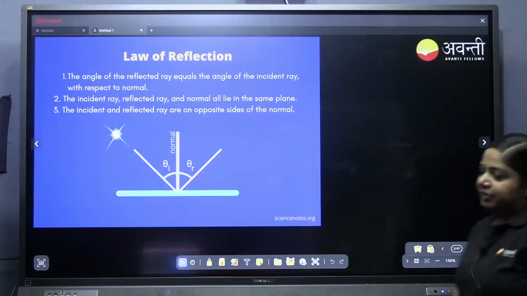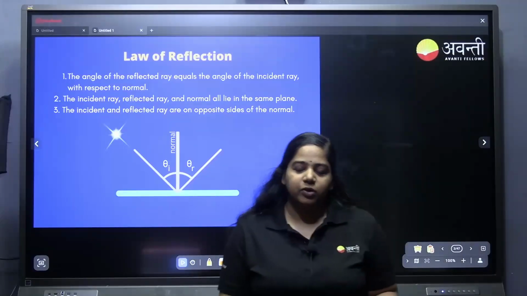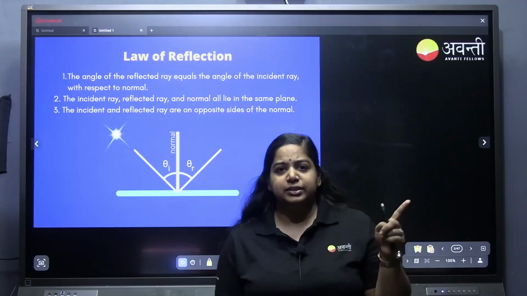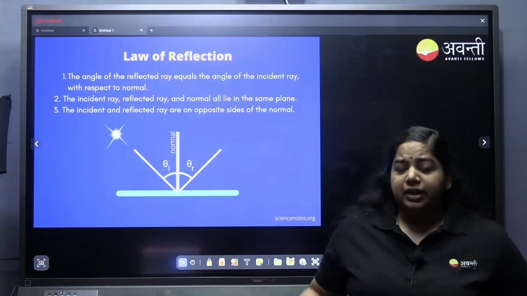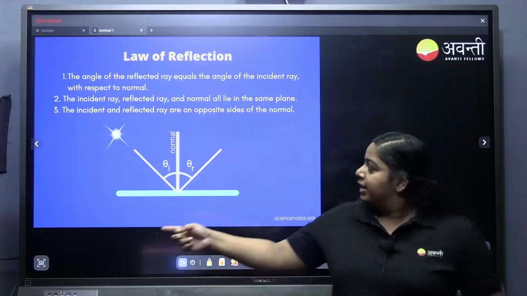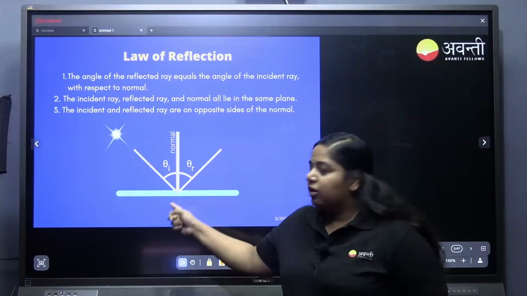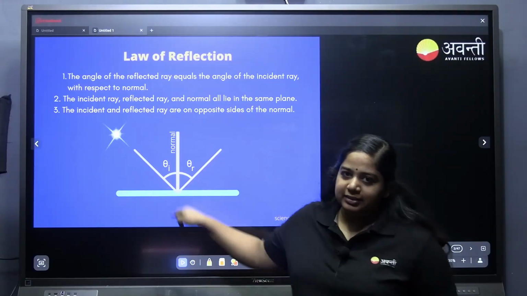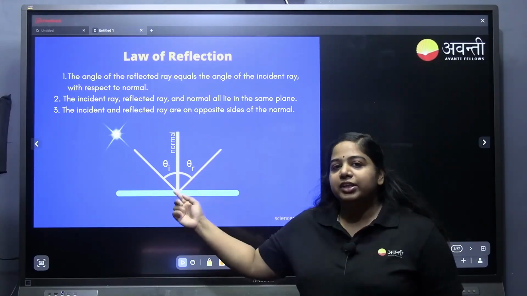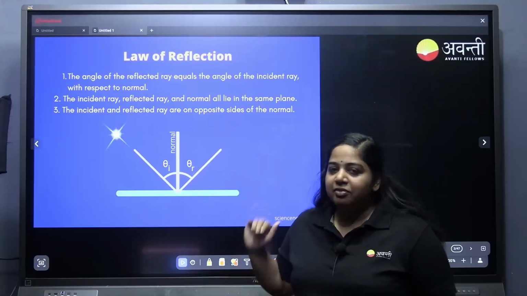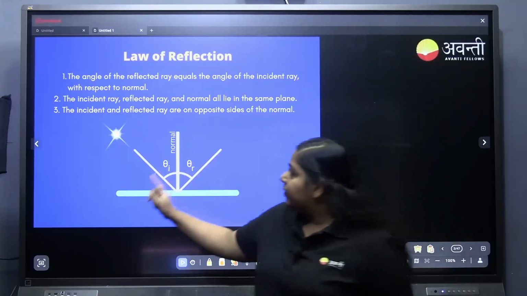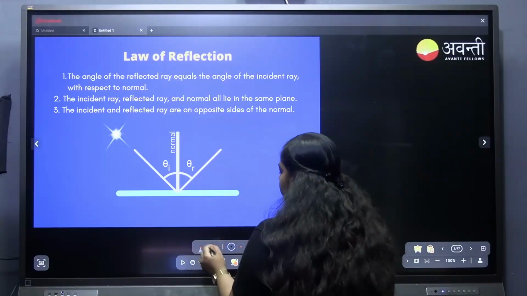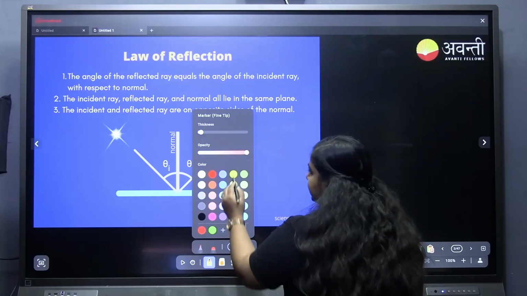Now first we have to start with laws of reflection. You already knew, you are studying laws of reflection from class 10th I guess. So in laws of reflection, the angle of incidence and angle of reflection are equal. What is angle of incidence? Angle between incident ray and normal. Angle of reflection, angle between normal and reflected ray. So these two angles are equal. Then all three, incident ray, reflected ray, normal, all three lie in the same plane.